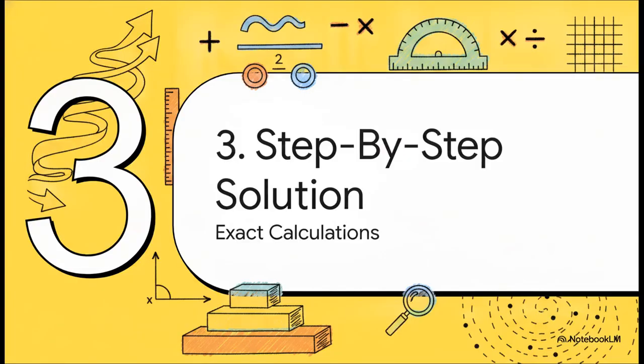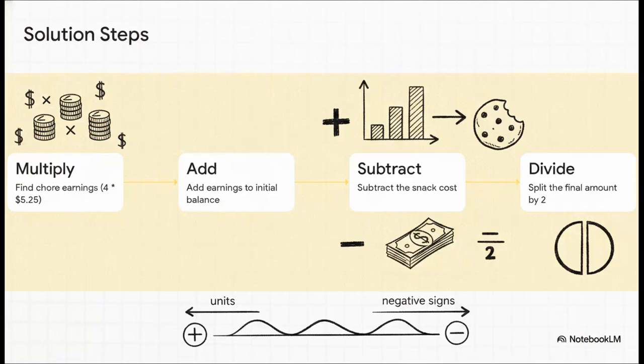Section 3. Step-by-step solution. With our estimate firmly in hand, let's track our operations step by step and see how this builds with the exact math standards. First, we multiply to find our total chore earnings. Second, we add that to our initial overdrawn balance. Third, we subtract the snack cost. And fourth, we divide the final amount by 2.